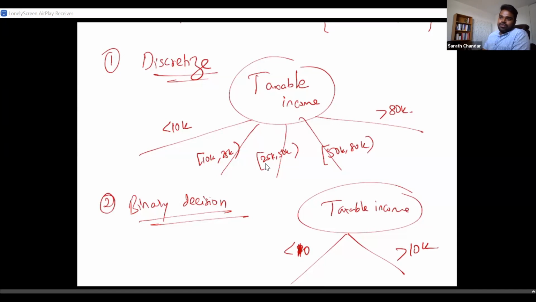Okay, I think the notes have some error. It says yes and no, but it has to be some less-than and greater-than values. Okay, so now again, the same question: how do I determine which one is the best?